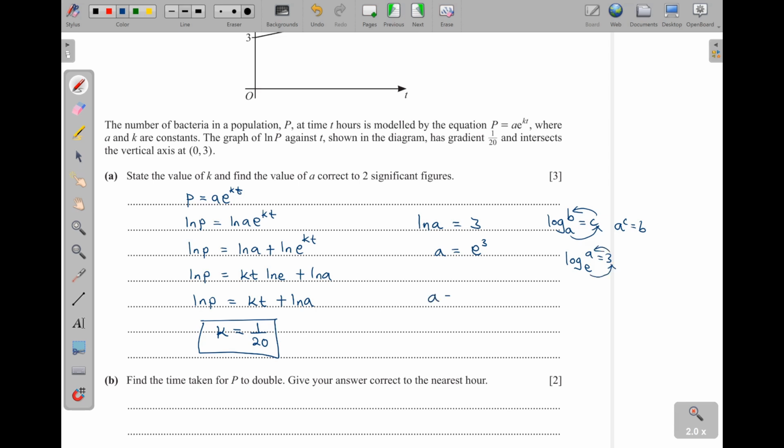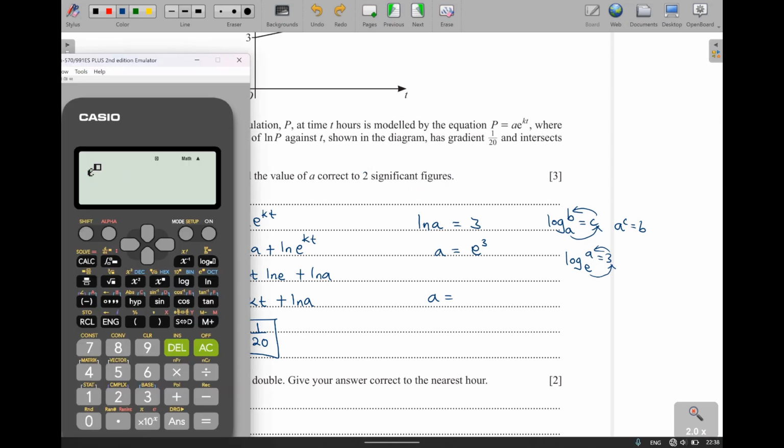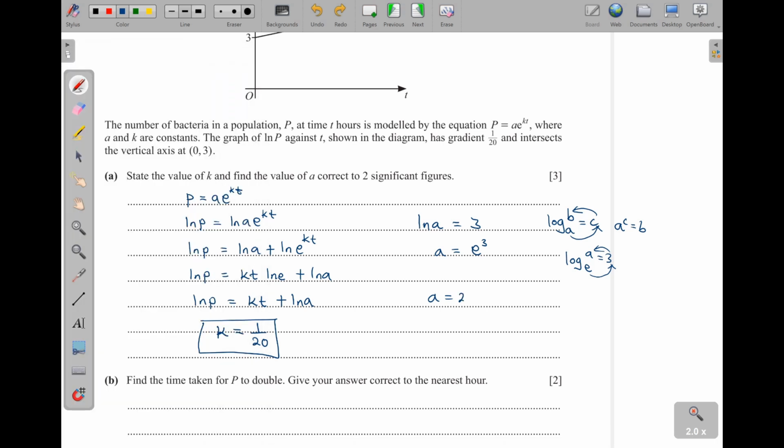So what will be our a to two significant figures? This is e power 3. That is 20.08, and whatever is coming forth, but to two significant figures, we shall have 20. Remember, 0 is a significant figure if it is in between other figures, and the two zeros we are seeing there are all significant, because they are enclosed within other figures. So a is going to be 20.